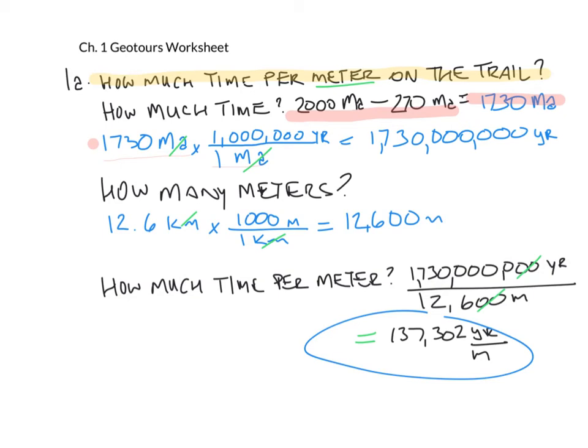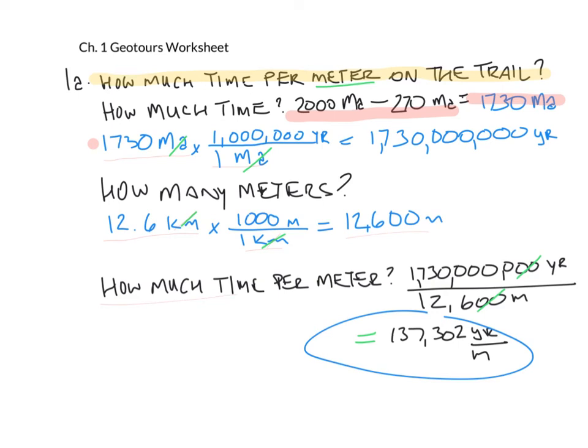How many meters do we cross as we go from the top to the bottom? So we're going to convert the number given in the problem, which is 12.6 kilometers for the trail, and I'm going to convert that into meters. In 1 kilometer, there are 1,000 meters. Cross-cancel my kilometers, multiply through, and you get 12,600 meters. So that gets us down to the final step here.